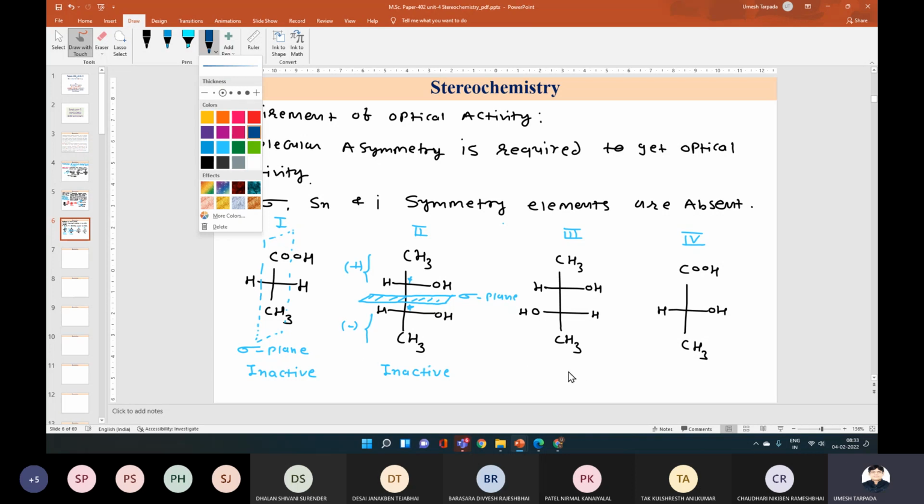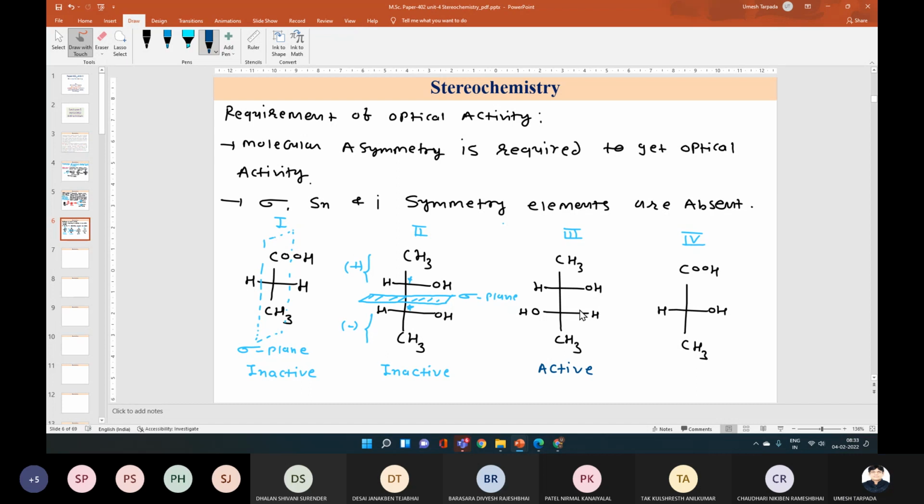But of course, the third one is optically active. There is no plane of symmetry. And the fourth one again has one chiral center. There is no plane of symmetry, so it is also optically active. Is it clear?